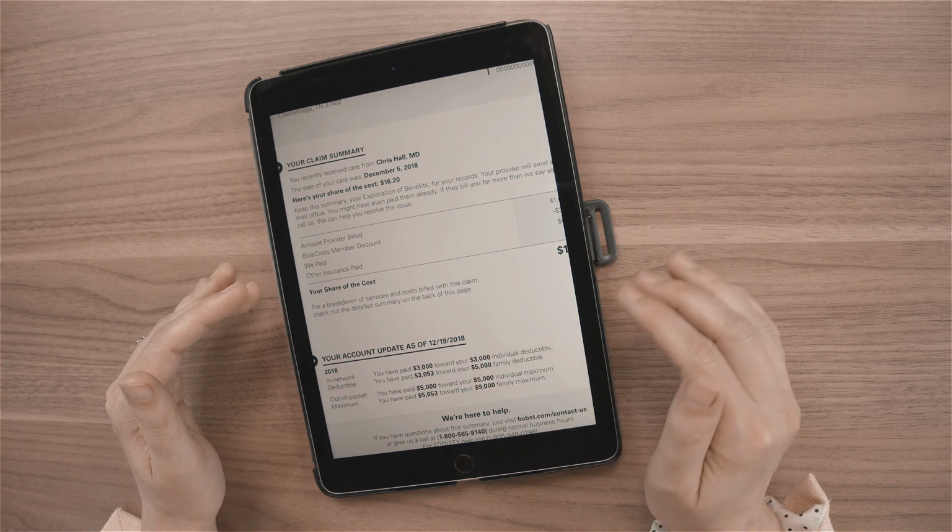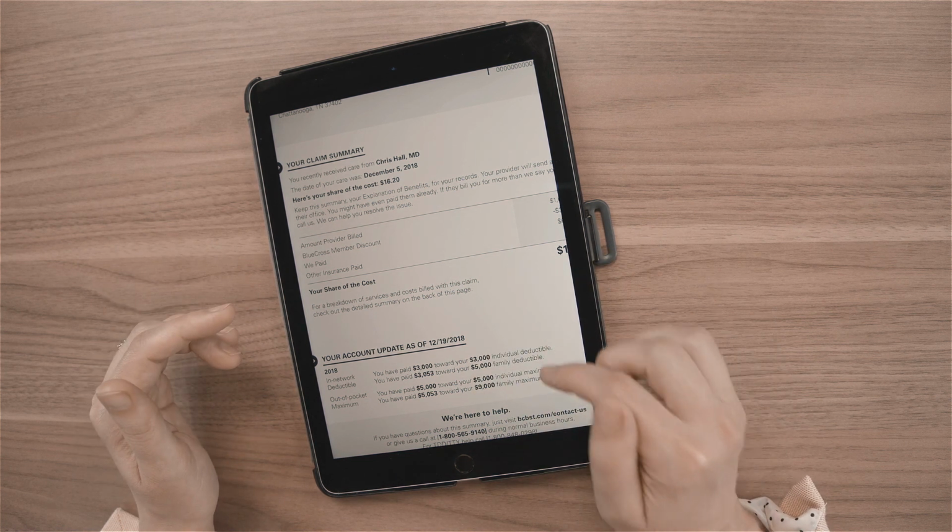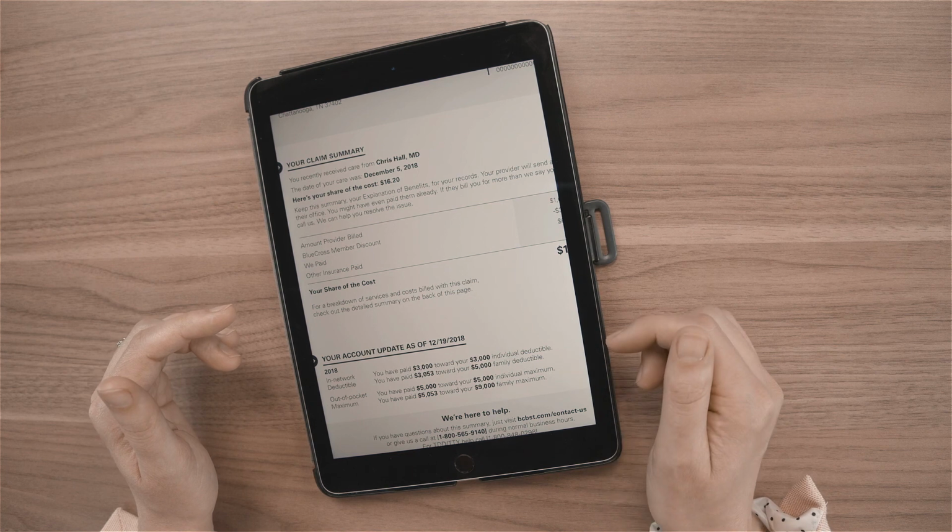Some providers bill quicker than others, and trying to figure out how much of your deductible you've met can be tricky. To get the most up-to-date information, we suggest you log into your account on Blue Access to see your account balances. If you need us to walk you through it, we're happy to. Just give us a call.